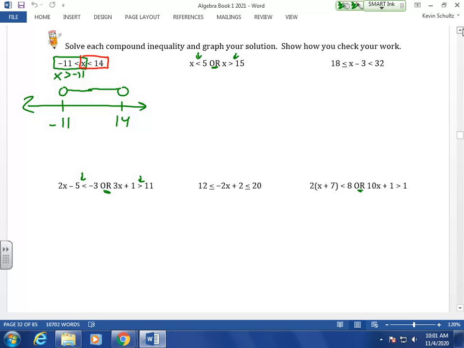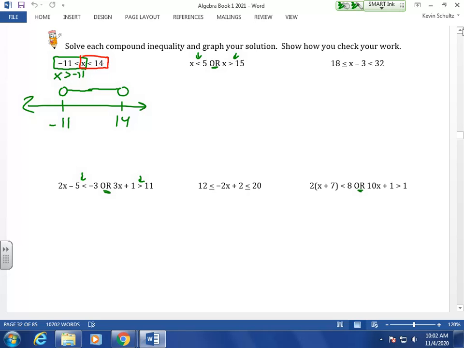And the reason why we can write it as one fluid inequality, -11 is less than x is less than 14, is because that's the same thing as saying x is greater than -11. So that's why we wrote it two ways back in CO13, to hopefully make that make some more sense. But there we go. There's the graph of that compound inequality, saying that essentially x is between -11 and 14. Okay?